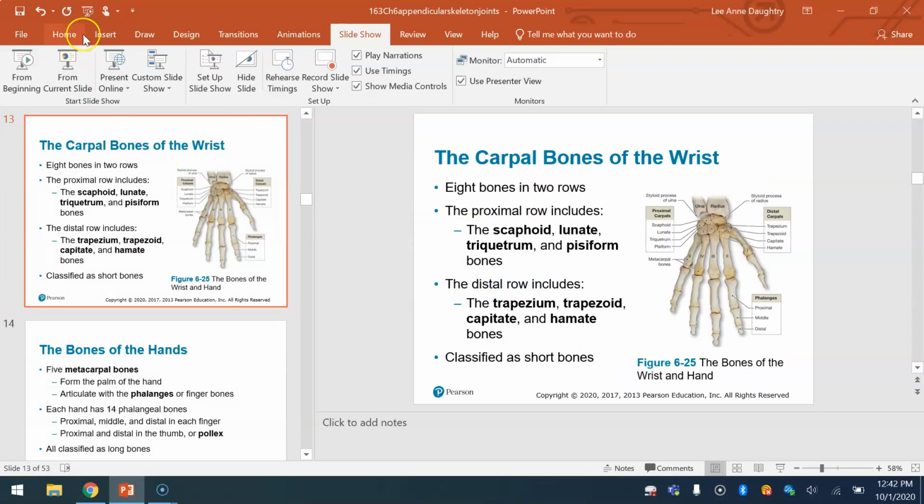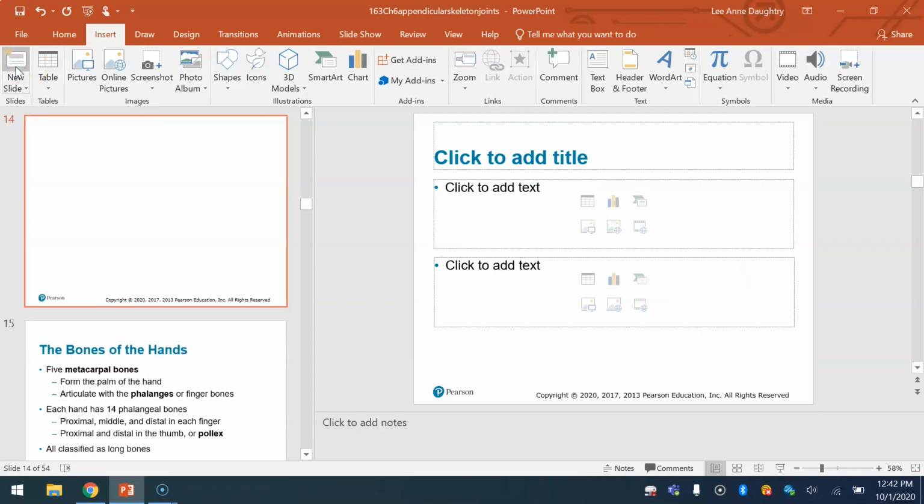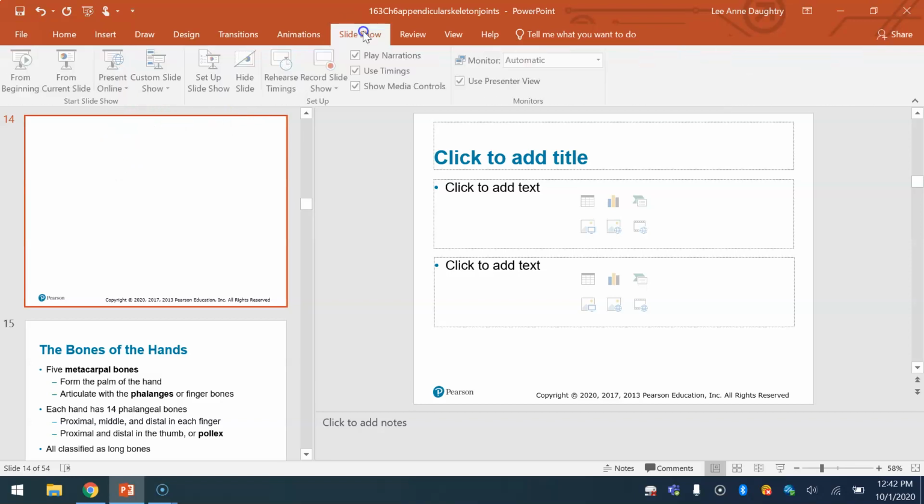That's not what I meant to do. Okay, so what I want to do is insert a slide. And then here we go. All right.